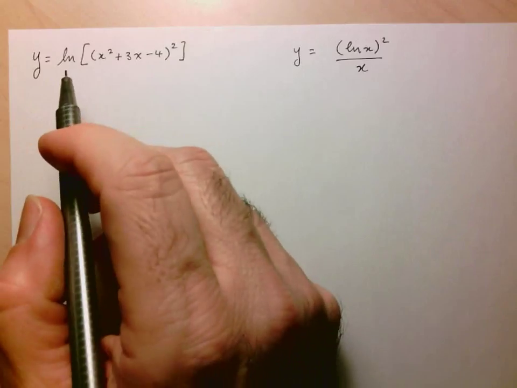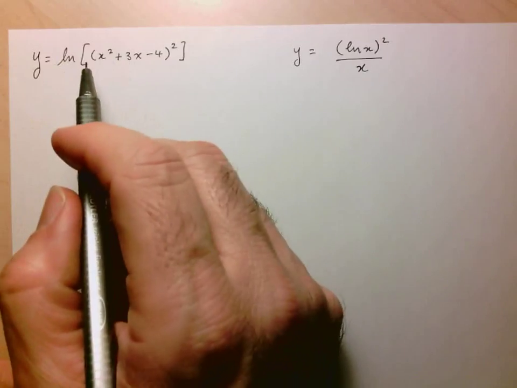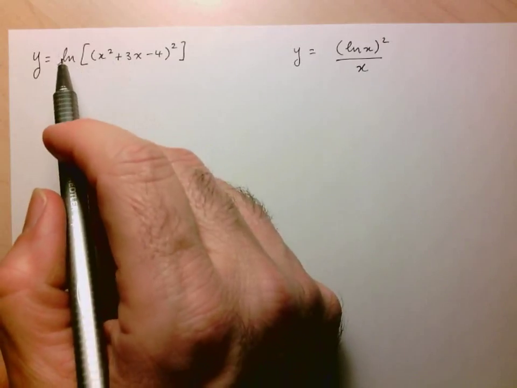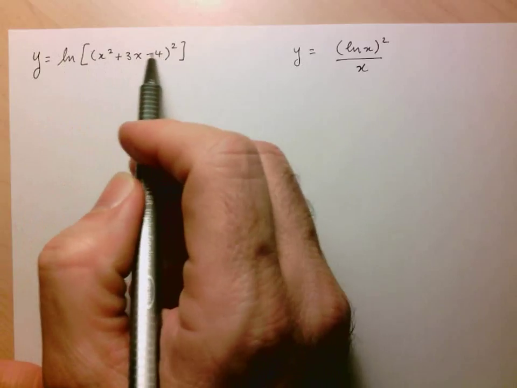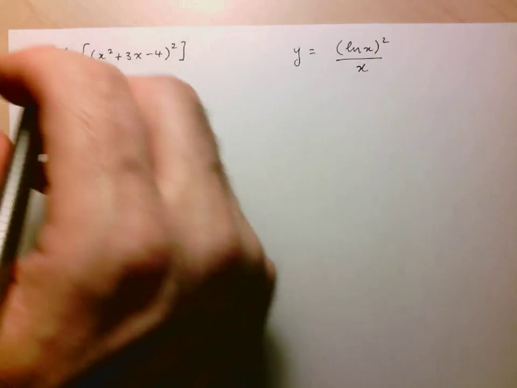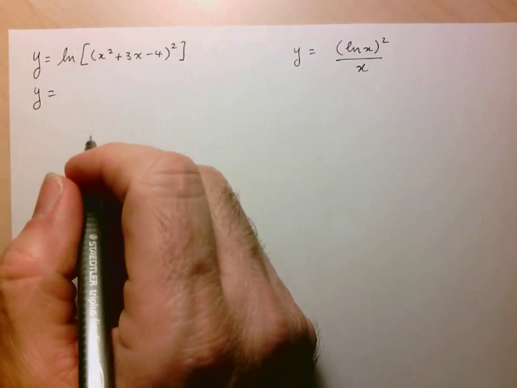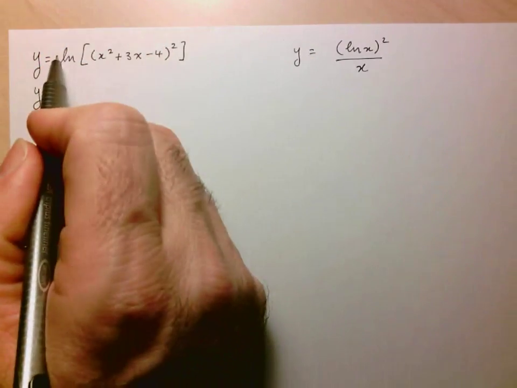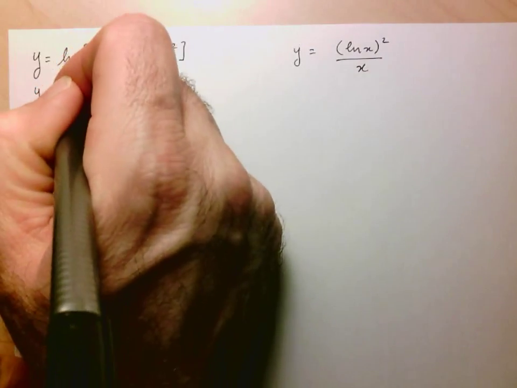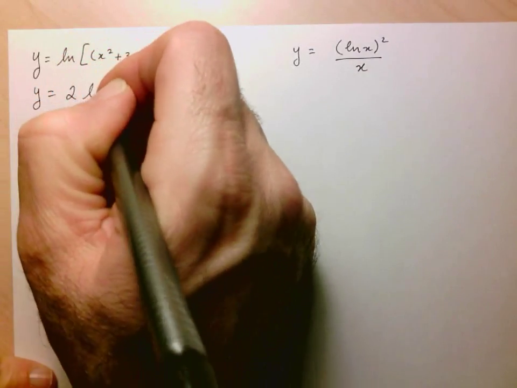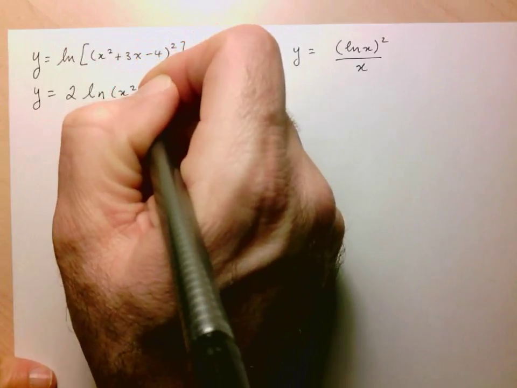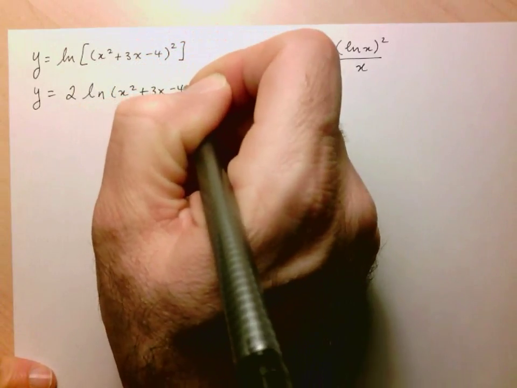But what I'd like to remind you of here is that we have some nice properties with logarithms. So I have the logarithm of an expression squared, so I can actually simplify this function quite a bit by using the ski-slope rule. The first thing I'm going to do is take this 2 down in front of the logarithm, so I can rewrite this as 2 times ln of x squared plus 3x minus 4.